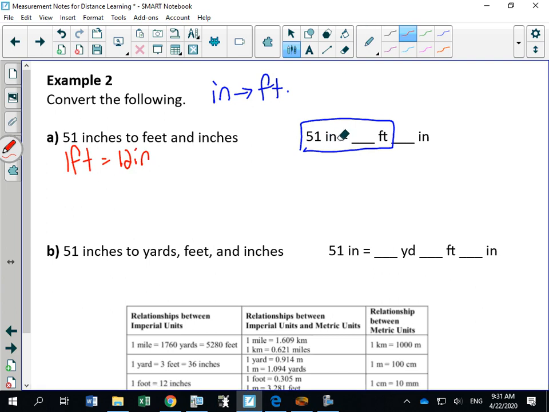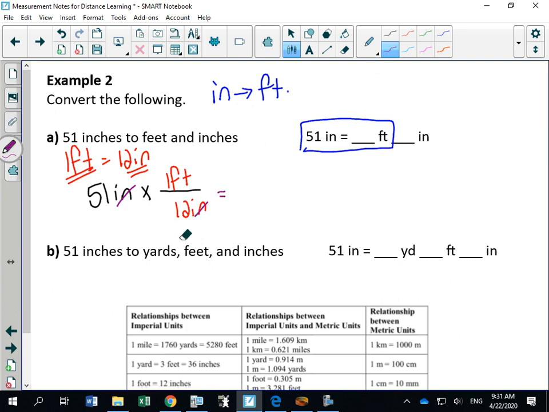Now let's take what we're given, 51 inches, and let's convert that to feet. They want it in feet first. So if they want feet, what they want goes on top. So 1 foot goes on top and 12 inches goes on the bottom. Do your canceling. An inch and an inch cancel.